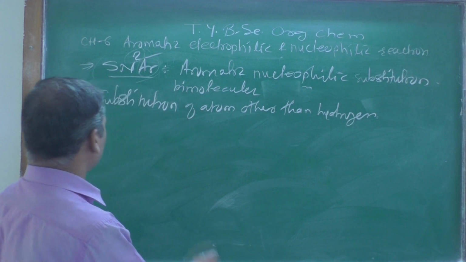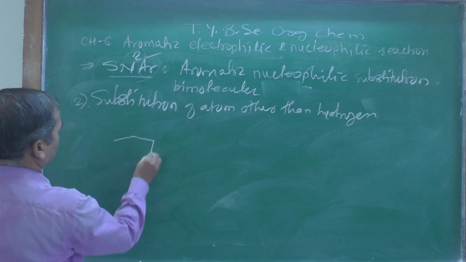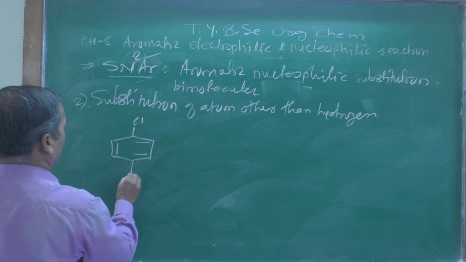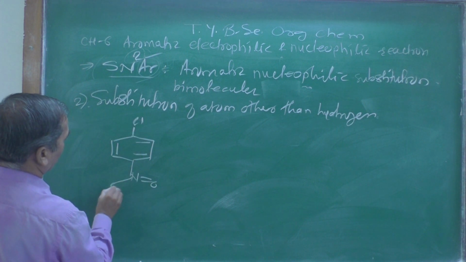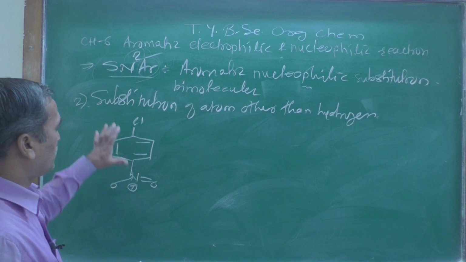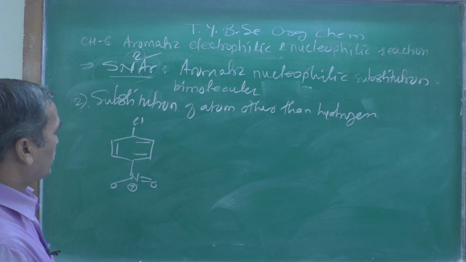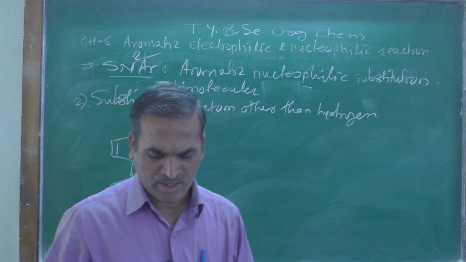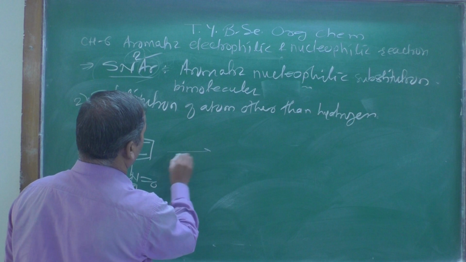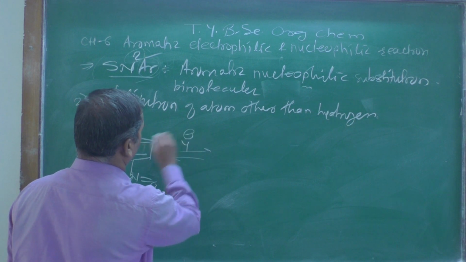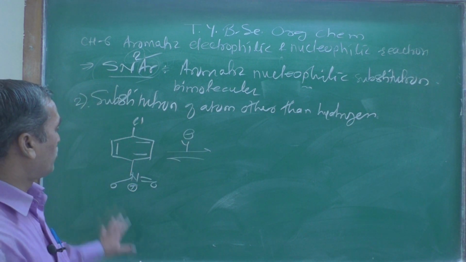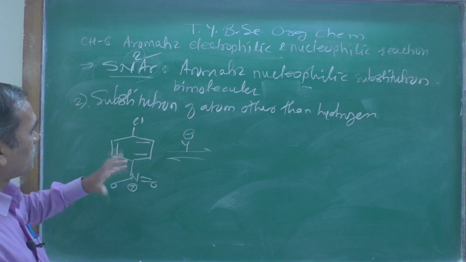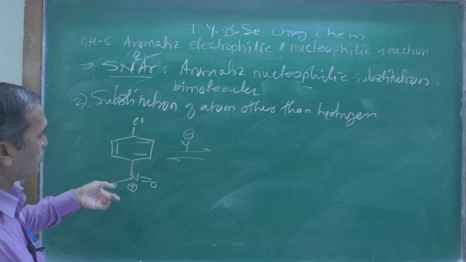Suppose we have this compound, as we know, here is a chlorine atom and here I am writing a nitro group. The name of this compound is para-chloronitrobenzene. When it is treated with a nucleophile like Y, as we know, an ipso type of reaction is going to occur.